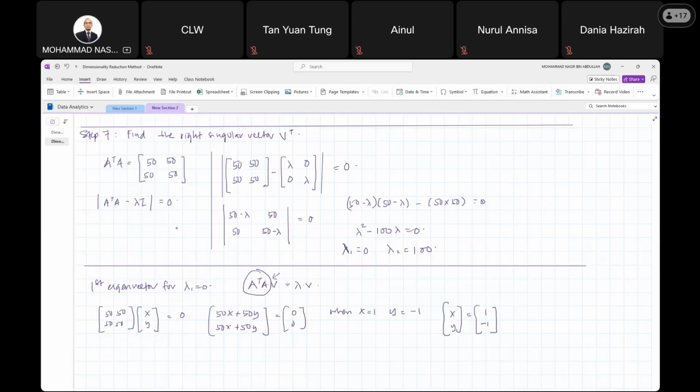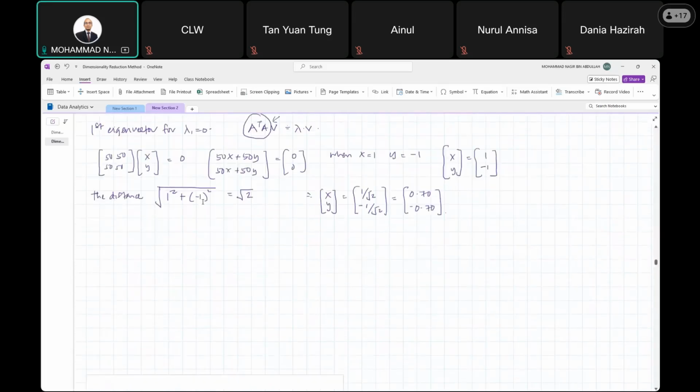Then we need to find the distance. Distance should be equal to the square root of X squared plus Y squared, and this one should be equal to square root of 2. So that X and Y will be equal to 1 over square root of 2, negative 1 over square root of 2. So this is equal to 0.70, negative 0.70. So this is the first eigenvector.